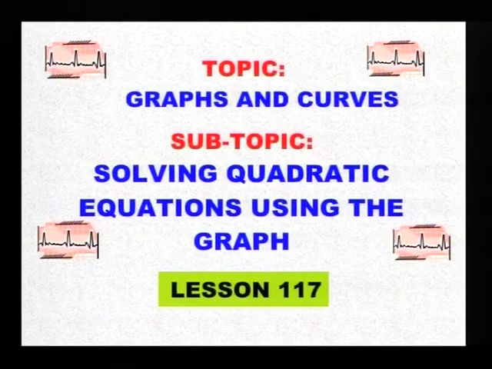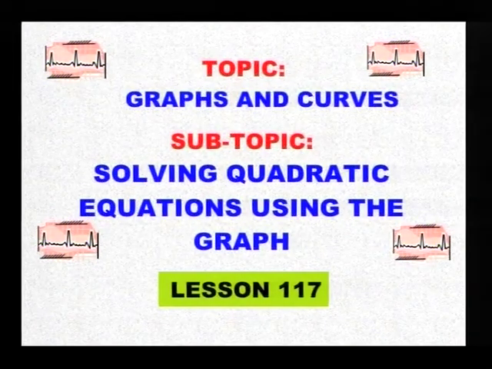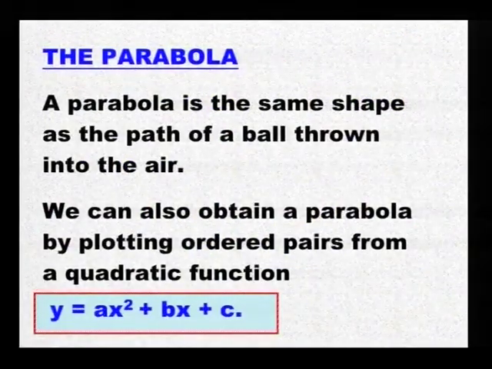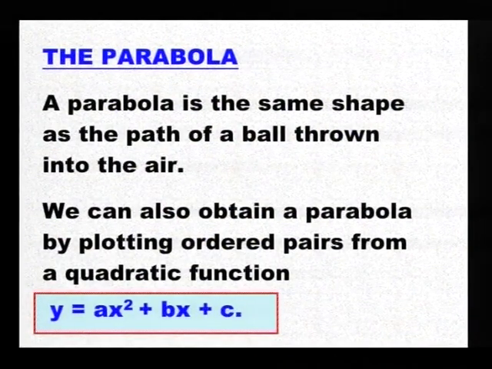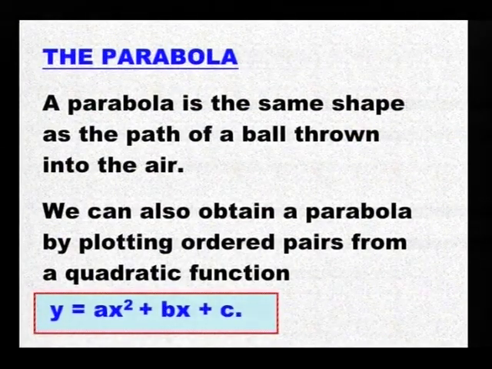So we are still looking at the parabola. Yesterday, in the previous lesson, we said a parabola is the same shape as the path of a ball thrown into the air. If you and a friend threw the ball at each other, the path that the ball follows is the same as the shape of the parabola.